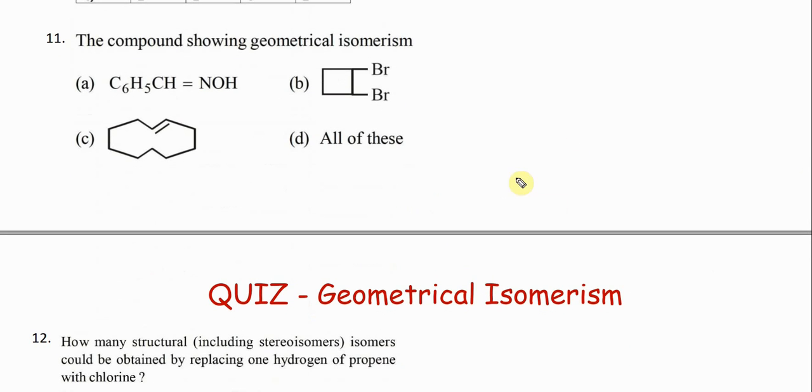Question 11. The compound showing geometrical isomerism is, so obviously hydrogen, phenyl, there is a lone pair here, OH is there. So this can show. This one, yes, 1,2 cis trans will come, it can show. This can show because 1, 2, 3, 4, 5, 6, 7, 8, 9, 10 membered ring can show cis trans. So all of this, delta.